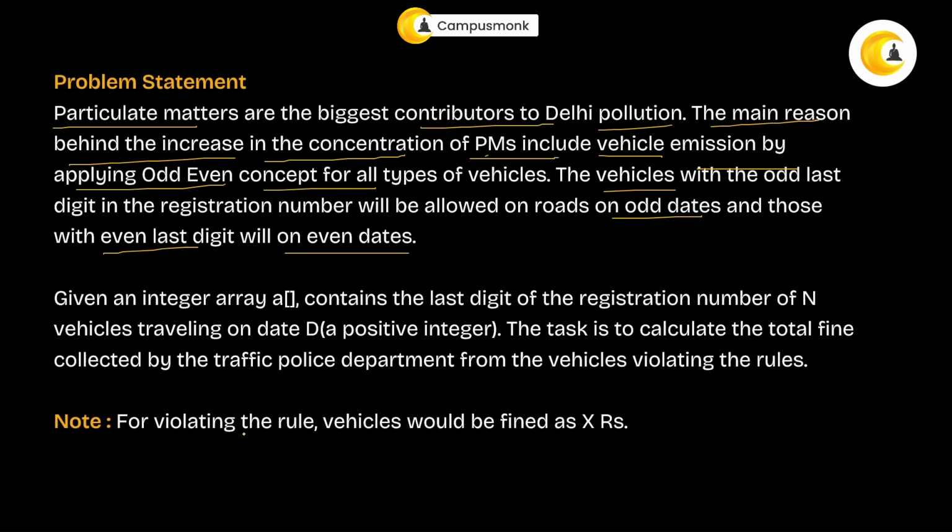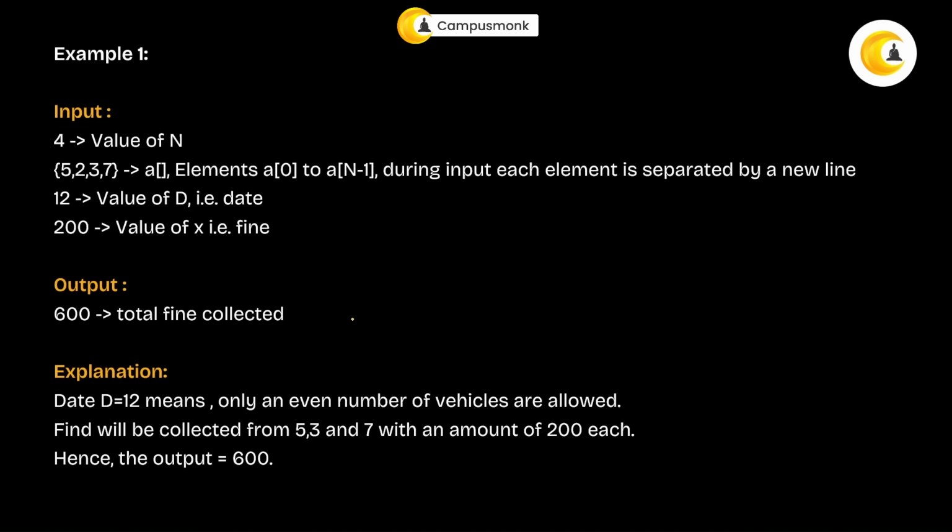Okay. So, given an integer array A containing the last digit of registration numbers of n vehicles on the date D, which is also a positive integer, the task is to calculate the total fine collected by the traffic police department from the vehicles violating these rules. Note, for violating the rules a vehicle would be fined x rupees. So if we look into this example, it says that on an even date only vehicles with an even last digit are allowed, right, and on an odd date only vehicles with an odd last digit will be allowed, and anyone violating this will pay x rupees.